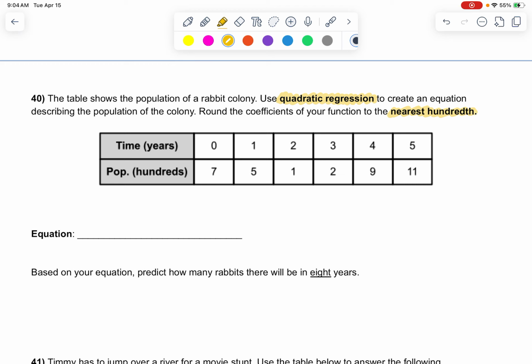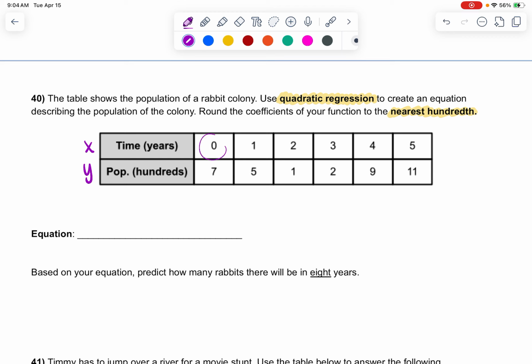So they're giving us a table of time in years of a colony of something. I don't really know. Oh, it says rabbits. Never mind, I read there. So this is a rabbit colony. This is going to be your X and this is going to be your Y.